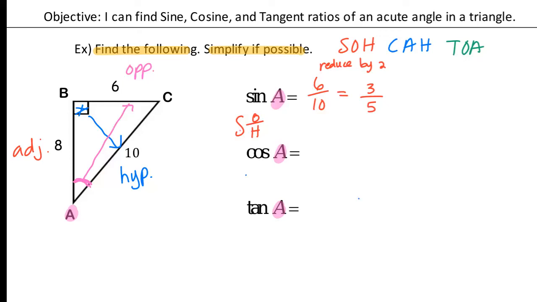All right, then for cosine, cosine is adjacent over hypotenuse. So my adjacent side is what? Adjacent side is 8. So I have an 8 over the hypotenuse side, and my hypotenuse is 10. Again, those are both even, so I can reduce by 2 again. What's 8 divided by 2? 4. And 10 divided by 2 is 5.